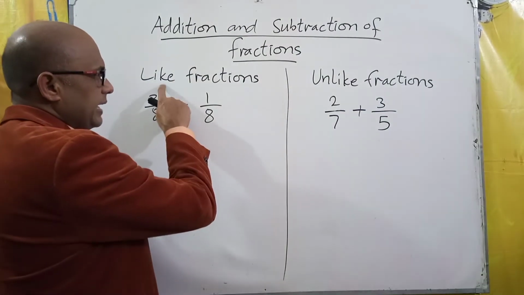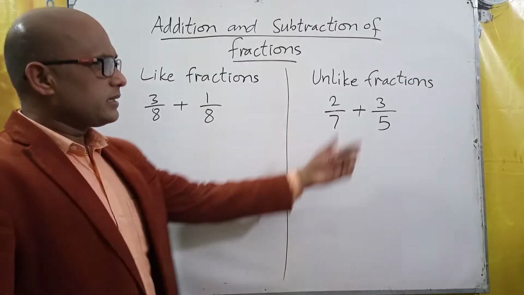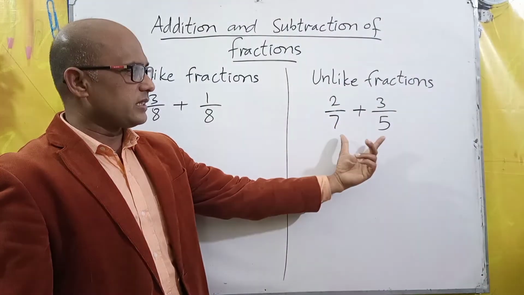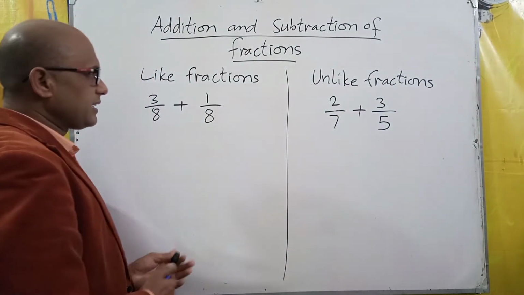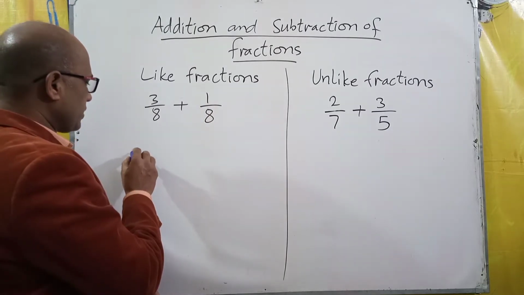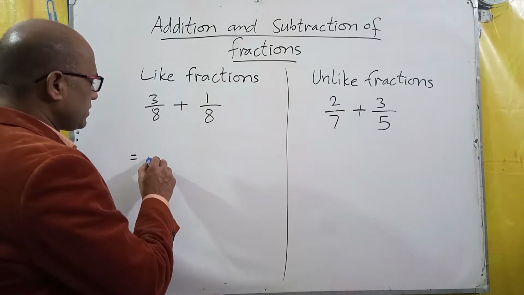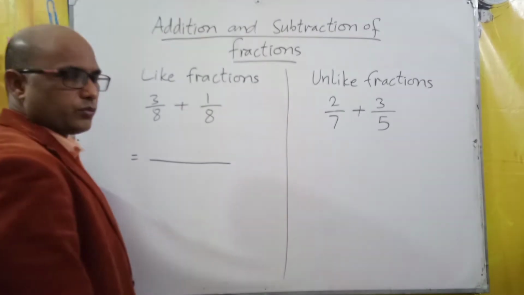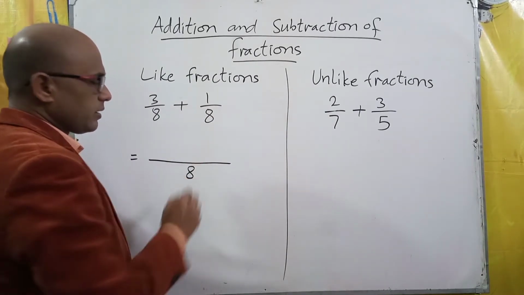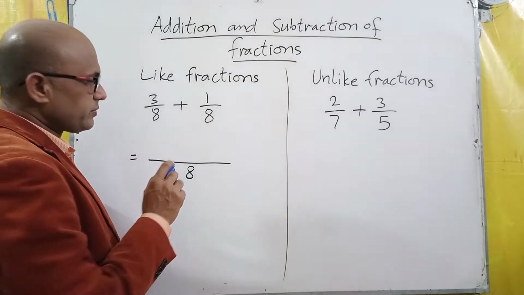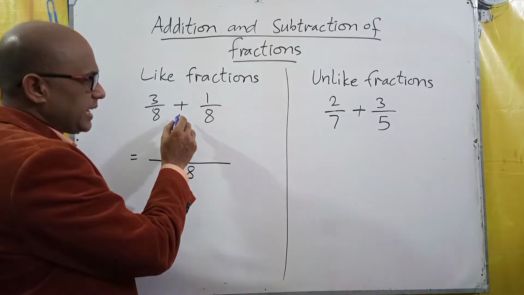Students, in like fractions, the denominator would be same, but in unlike fractions, the denominators would be different. So when we add like fractions, students, this denominator will be written under a long line once only. These two are fractions and we are about to add them.